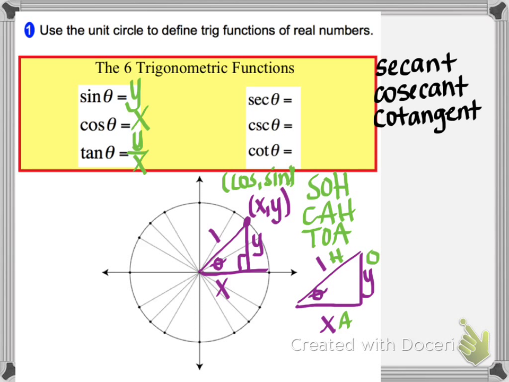Now, in terms of secant, cosecant, and cotangent, these are the reciprocal functions. Now, many times we'd want to think that secant is the reciprocal of sine because they both begin with s. But secant is actually the reciprocal of cosine. So we want to define secant as 1 over x. That makes cosecant 1 over y, and cotangent is the reciprocal of tangent, so it's defined as x over y. So just remember, sine goes with cosecant, cosine goes with secant. It's opposite of what you would think.